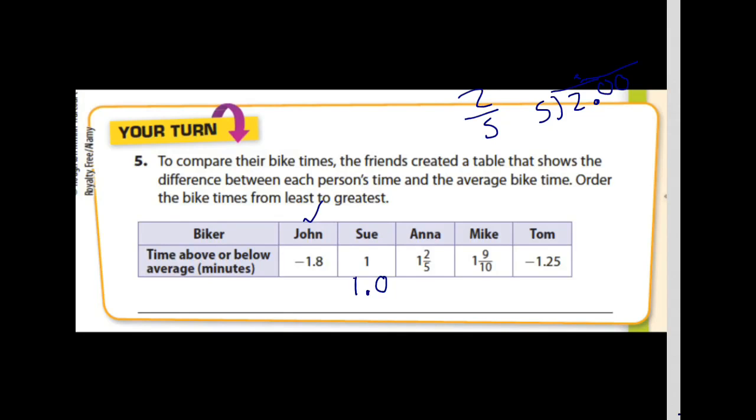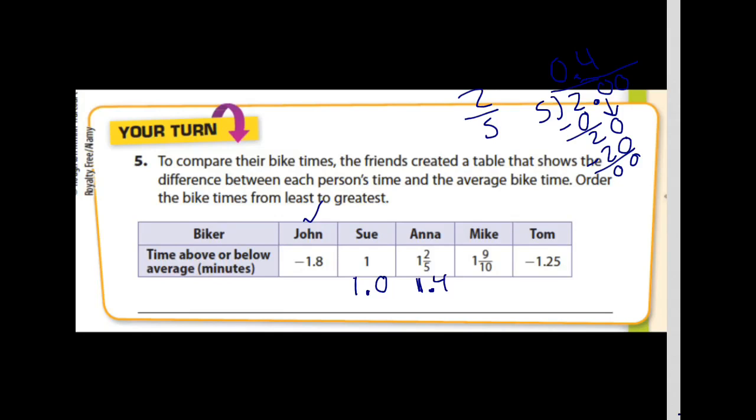5 goes into 2 0 times. 2 minus 0 is 2. Bring down the 0. 5 goes into 20 4 times. 20 minus 20 is 0. So my part of my whole is just 4 tenths, and then my whole number that goes in front is 1.